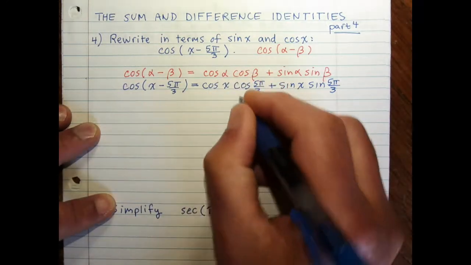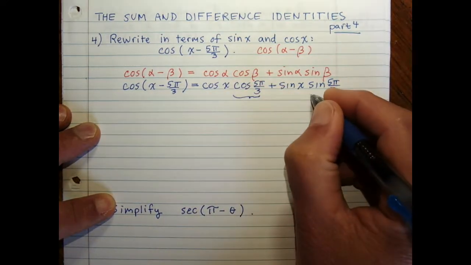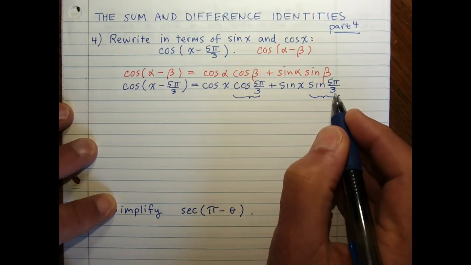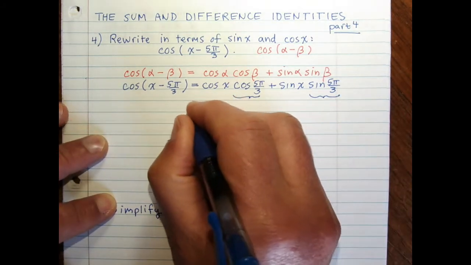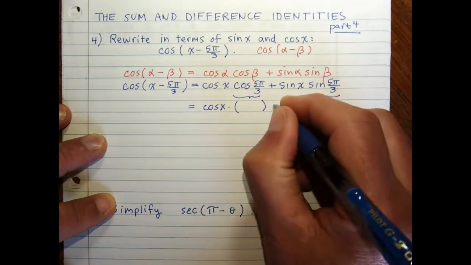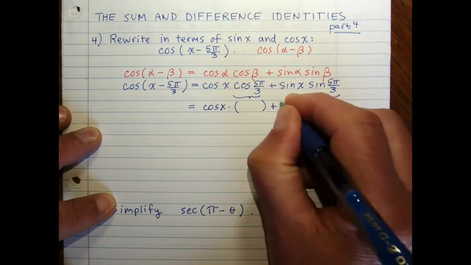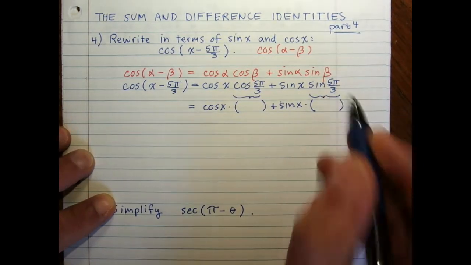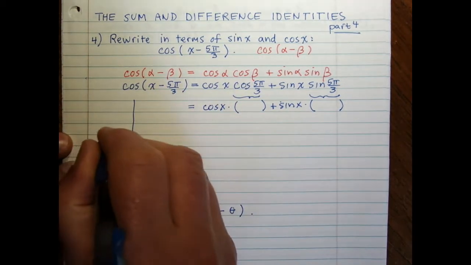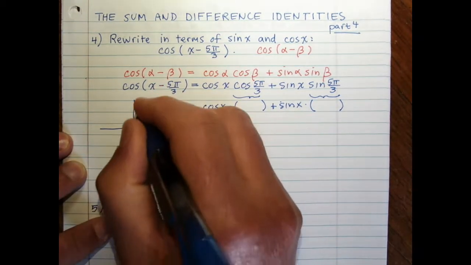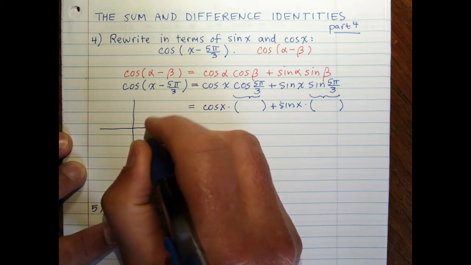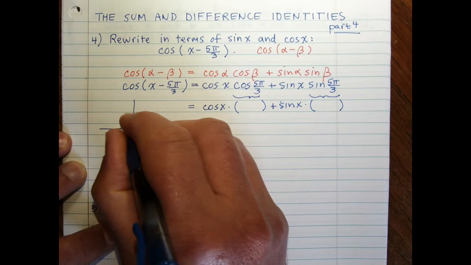Now I can go a little bit further because we can actually come up with values for the cosine of 5 pi over 3 and the sine of 5 pi over 3. So on my next line, I'm going to have cosine x times the cosine of 5 pi over 3 plus the sine of x times the value of the sine of 5 pi over 3. Now let's think about that angle 5 pi over 3. I'm going to go back to the unit circle here, and 5 pi over 3 is almost 6 pi over 3. It's almost one full circle.